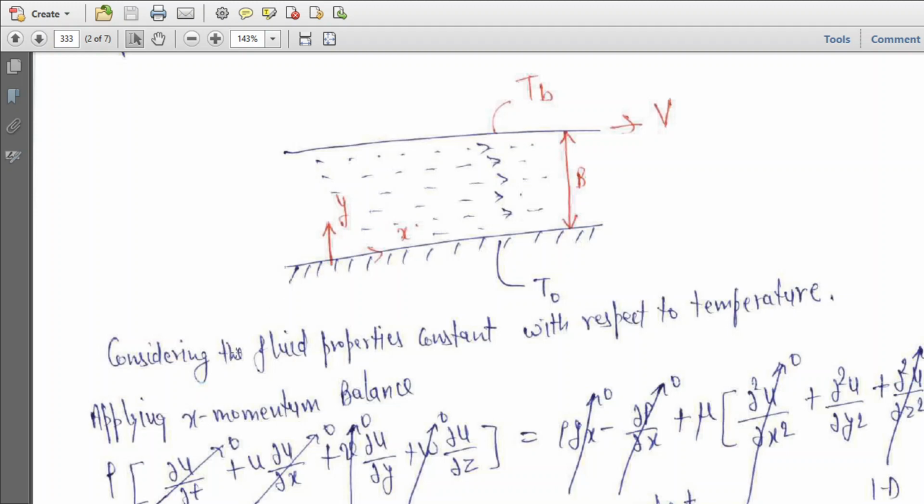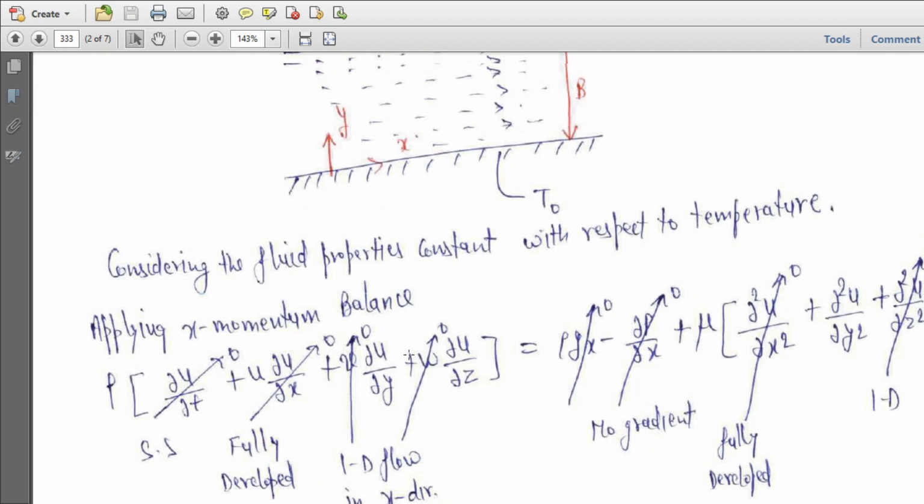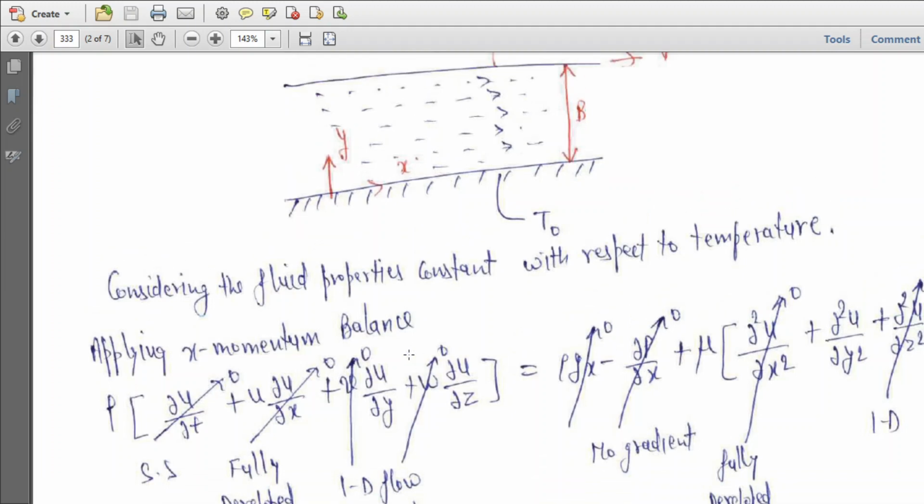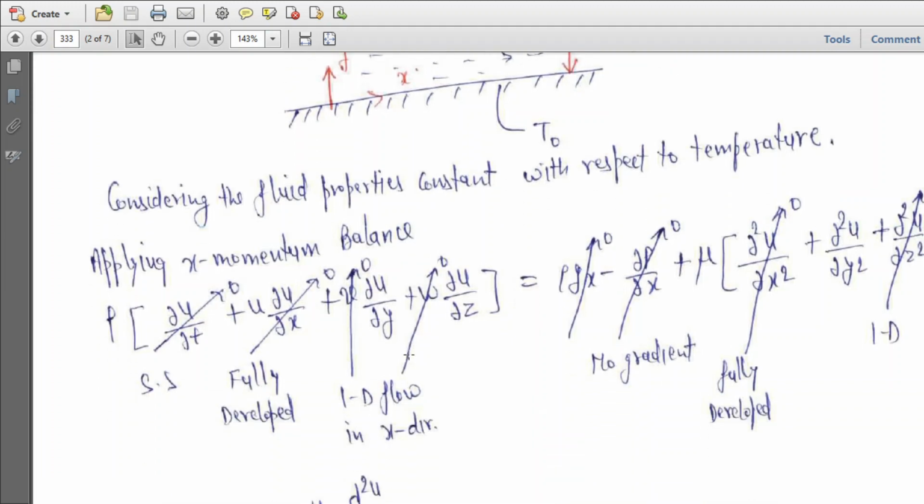Now, considering fluid properties constant with respect to temperature, we apply the x momentum balance. So your x momentum balance is: del u upon del t plus u del u upon del x plus v del u upon del y plus w del u upon del z equals rho gx minus del p upon del x plus mu times del square u upon del x square plus del square u upon del y square plus del square u upon del z square.